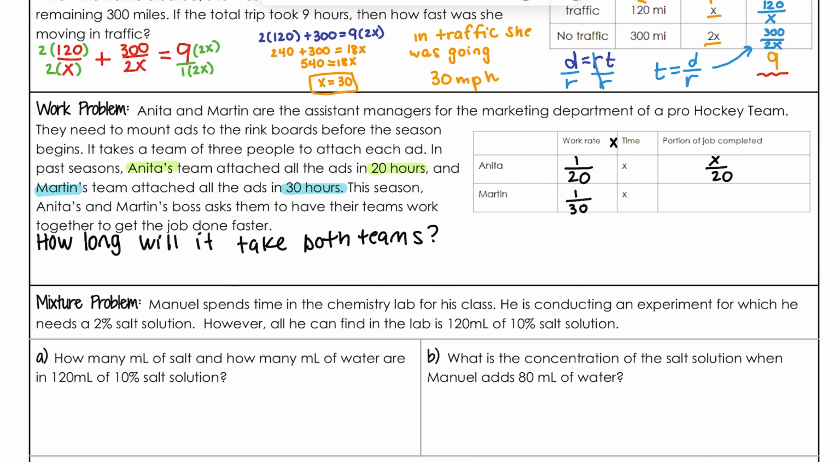For Martin, his team can finish the job in 1/30. That's their work rate. And then if we do that work rate times the time it takes for both teams to complete the job, we get x over 30. The reason that this is important, what portion of the job can they complete, is because what I know is that together they have completed one job total.